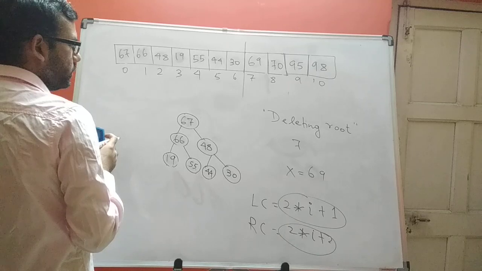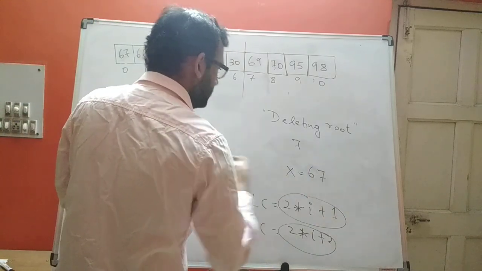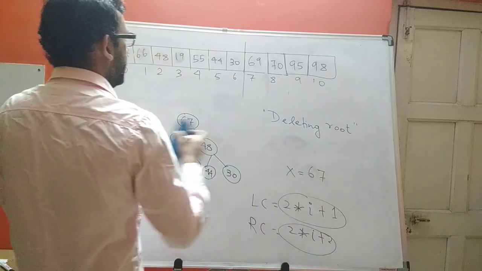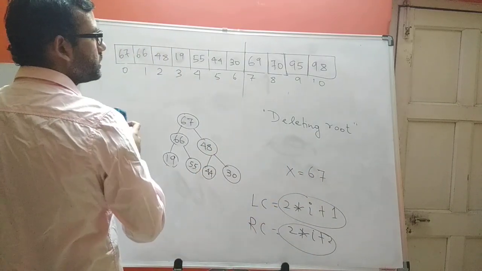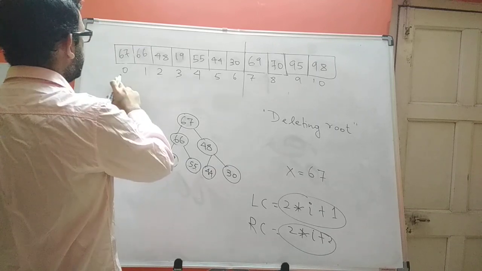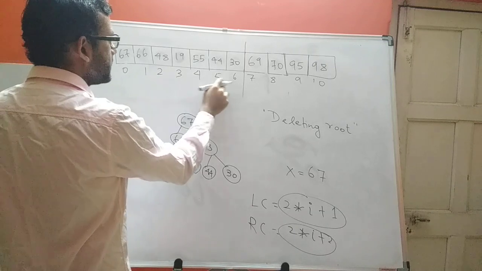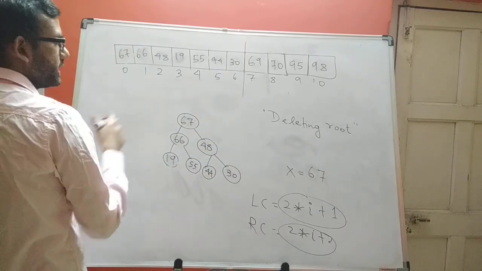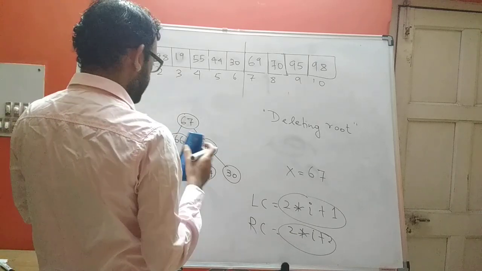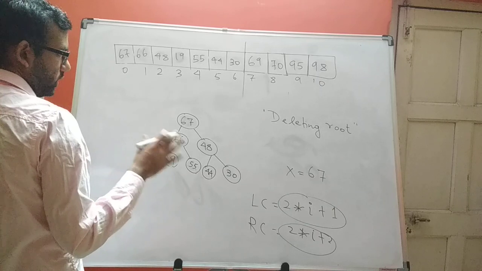Now the next element to delete is 67. So I want to delete 67. My heap size has now shrunk to how many elements? I have 1, 2, 3, 4, 5, 6, 7. I have 7 elements currently in my heap. I want to delete 67.